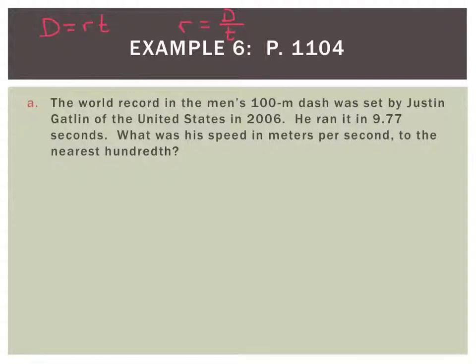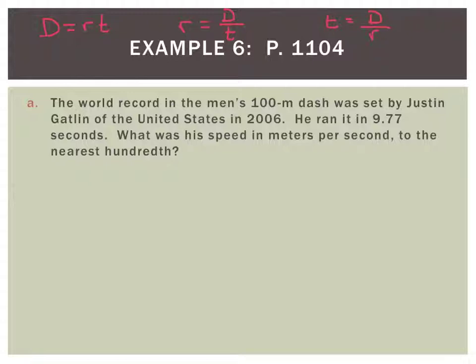And then sometimes we'll be asked for time. So in that case, we'll do the same thing, but you divide both sides by r and get t by itself. So time is distance divided by rate. So if you remember distance equals rate times time, you can figure out the others depending on what they're asking you for.